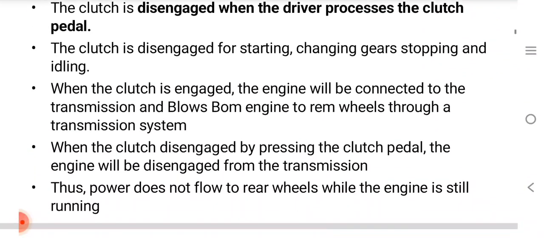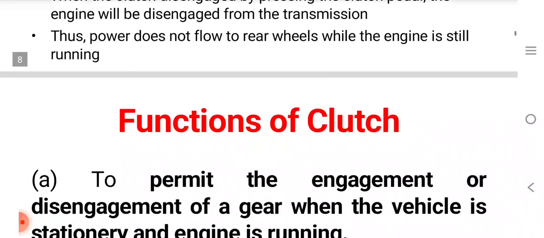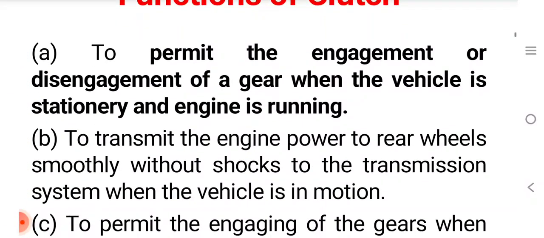When the clutch is engaged, the engine will be connected to the transmission and power flows from the engine to the rear wheels through the transmission system. When the clutch is disengaged by pressing the clutch pedal, the engine will be disengaged from the transmission. Thus, power does not flow to the rear wheels while the engine is still running.